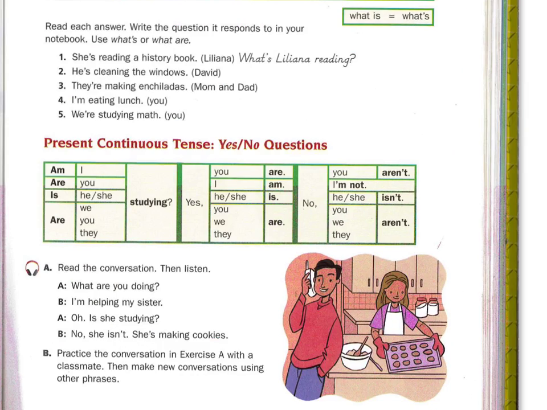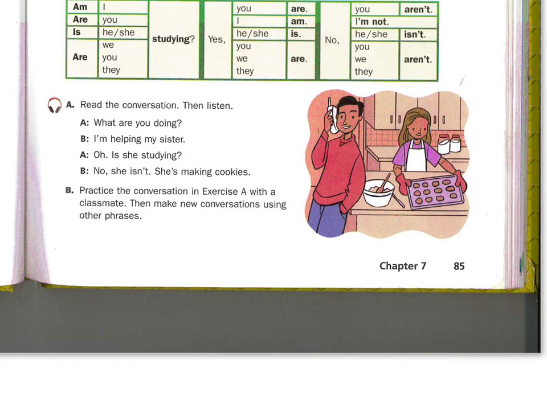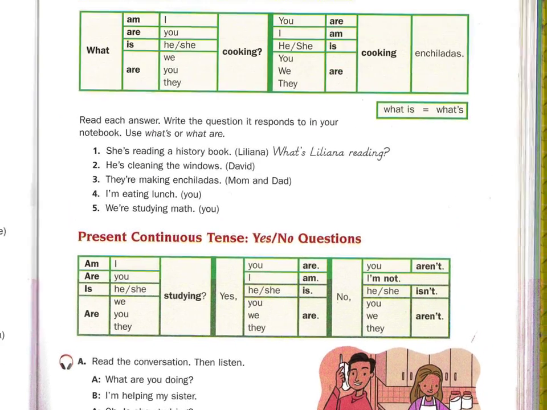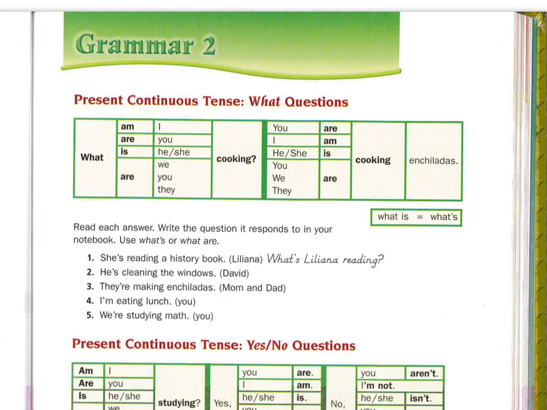Okay, Grammar 2, Chapter 7, page 85. Be sure you write this down in your notebooks. Present continuous tense with what questions? What am I cooking? What are you cooking? What is he cooking? What is she cooking? And then we have the answers.